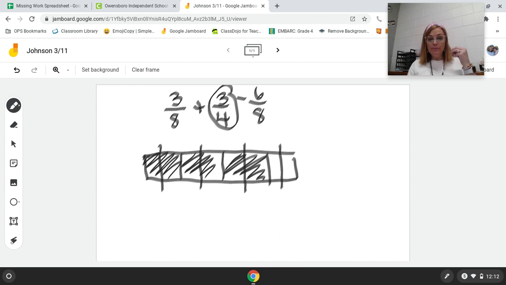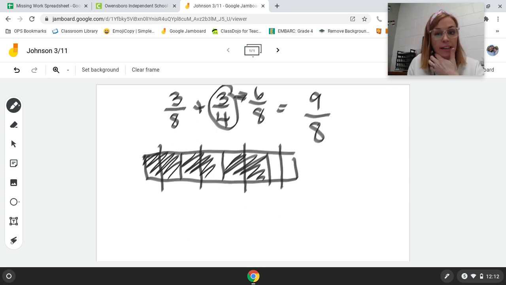Now I can add my 3/8 and my 6/8 because they do have the like denominators. 6 plus 3 is 9. And my denominator stays the same. So on some of the work, I've been seeing some people adding the denominators. Remember, when we're adding or subtracting fractions, we find that common unit because the denominator stays the same. Okay, so I have 9/8. Can I stop here? And hopefully you're saying no.